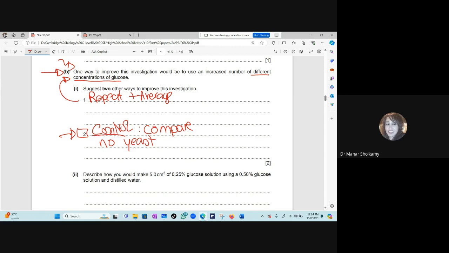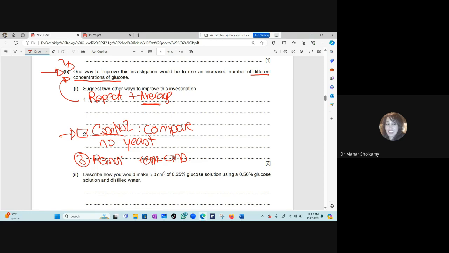So we said we will repeat and we will calculate the average. We will design another investigation and we will use a control, a different one from what they used. What else? What if there is a third one asking you for a third way to improve the investigation? What will you say? There are things that are standard. We can remove the anomalous results and not include them in the investigation.